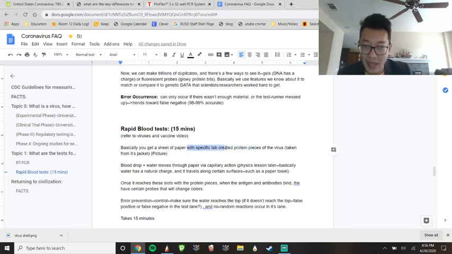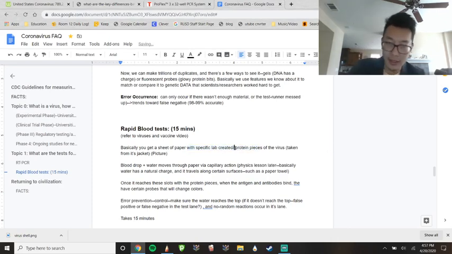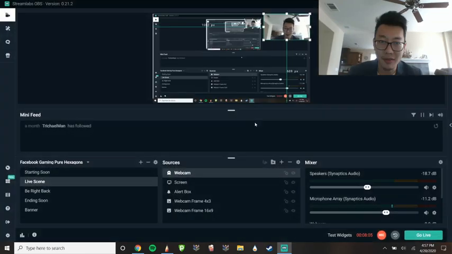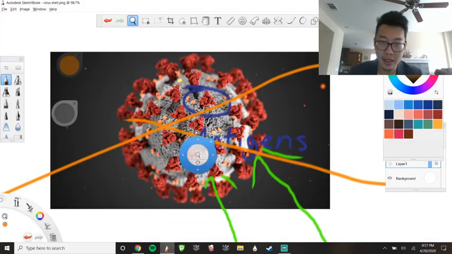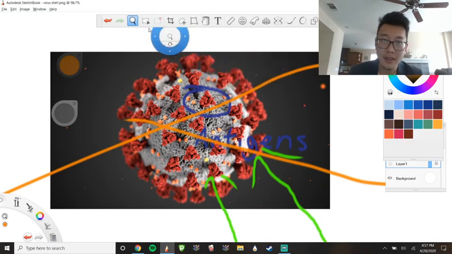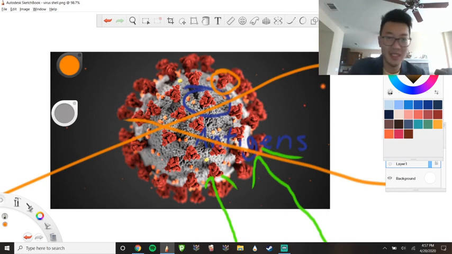With the specific lab created or broken, let's be accurate with that, broken protein pieces of the virus. Let's look at that picture again. So in our lab, we just chopped off this chunk, and then we chopped up a bunch of these chunks. We basically smashed up all these viruses and smeared it on a piece of paper. And they're dead. They're not capable of performing their actions of infecting people anymore.